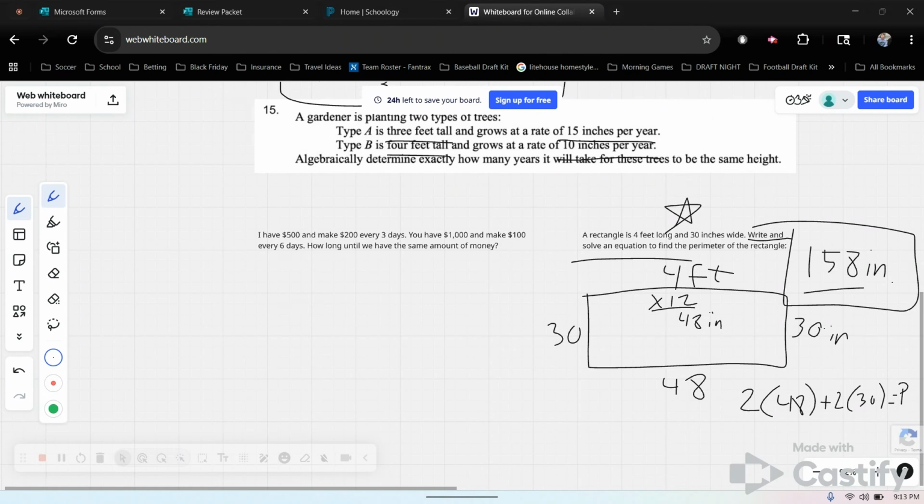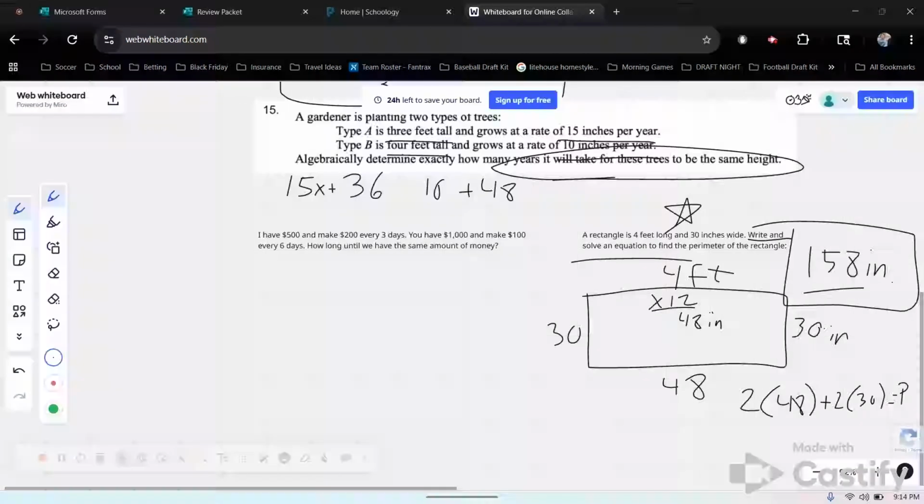Here's the other way I could see someone having trouble with it, is knowing that when you want to know how long until 2 things are the same, the best way to know when 2 things are going to be equal is to say they're equal to each other and then to solve for when that's going to happen. So in this problem, it was 3 feet, I'm calling it 36 inches, plus 15 inches per year. And the other one was 4 feet, 48 inches, plus 10 inches per year. Dude, all my 10s look like 6s.